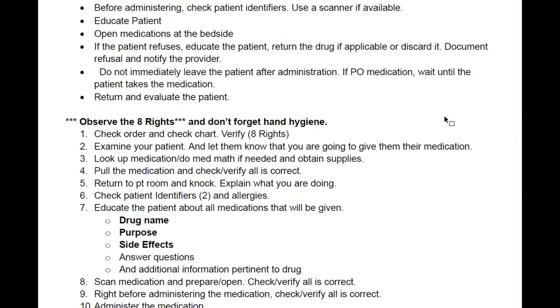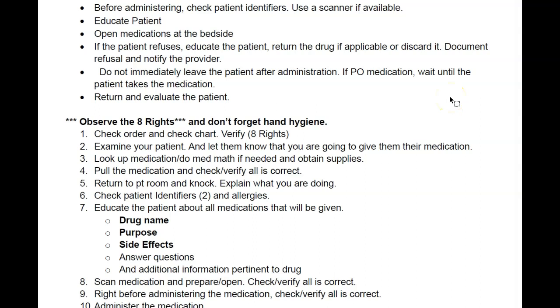As you're examining, right, while you're in the patient room, let them know that you're going to give them their medication. If you don't know the medication, which is expected from you guys, right, because you guys are nursing students, look up the medication. Do the med math if needed and obtain the supplies. And then once you're ready, right, you did your med math, you got all your supplies, you told your patient already, you examine your patient, pull the medication, check, verify, make sure everything is correct, right?